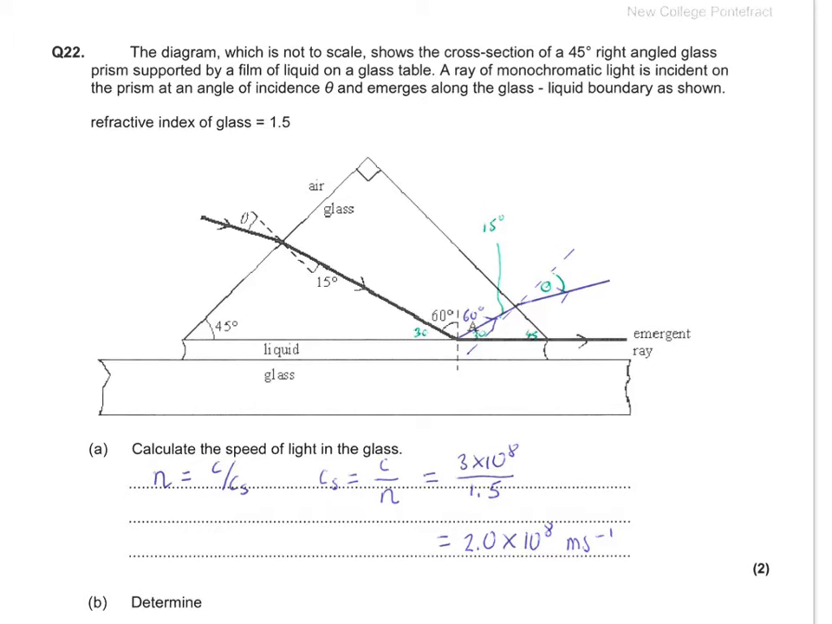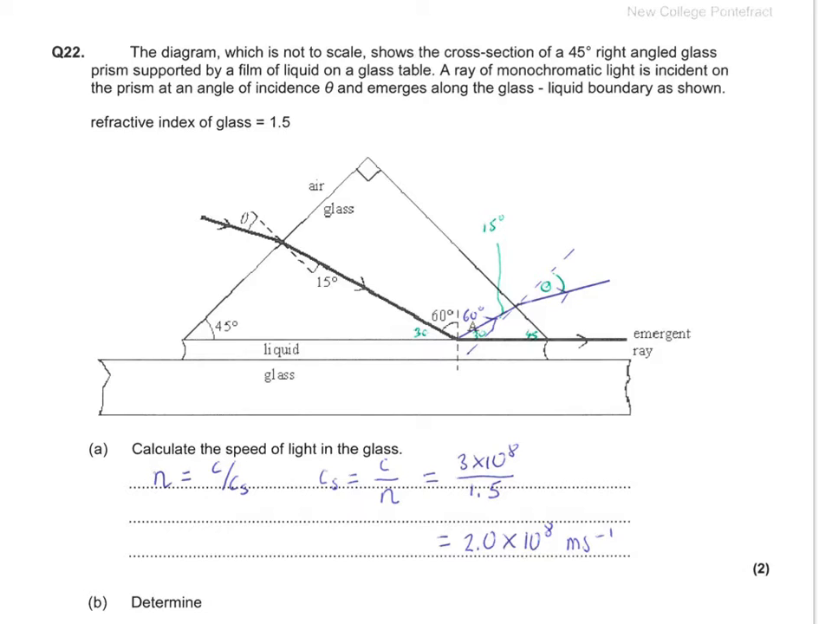We are told that we have a 45-degree right-angled glass prism. From that we know that we have 90 degrees here, 45 degrees here, and this angle here must also be 45. The prism is supported by a film of liquid on a glass table. So looking at the diagram carefully, there's the liquid and there is the glass. Monochromatic light is incident on the prism at an angle of incidence of theta degrees and emerges along the glass liquid boundary as shown.